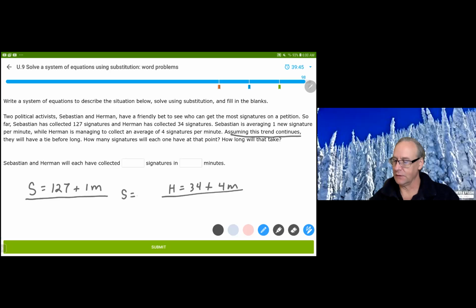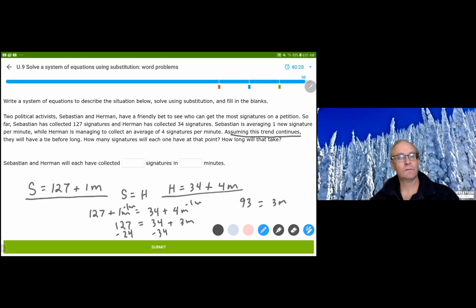When will S equal H? In other words, when will the 127 plus 1 per minute equal the 34 plus 4 per minute? And we're going to go ahead and subtract the 1m from both sides. And I'm just going to leave the 34 over there for right now. Then I'm going to subtract the 34 from both sides. And it looks like I'm going to get 93 is equal to 3m when I subtract the 34.